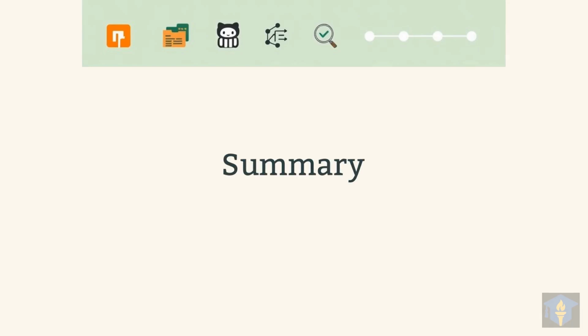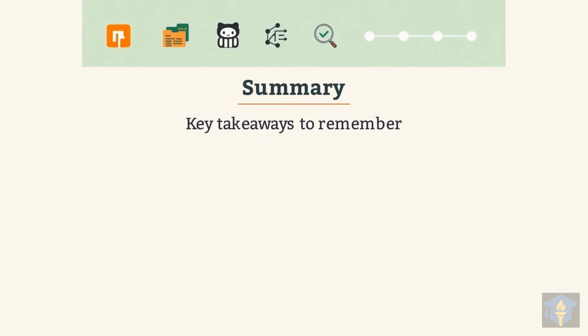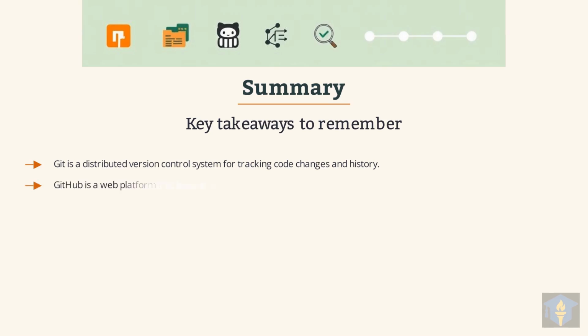All right, let's wrap up our discussion with a quick summary of everything we've covered today about version control. Here are the key takeaways, the most important points you should remember from our session on Git and GitHub. Remember, Git is your powerful distributed version control system, essential for tracking all your code changes and project history. And GitHub, of course, is the web platform that utilizes Git to enable truly seamless team collaboration and project management.